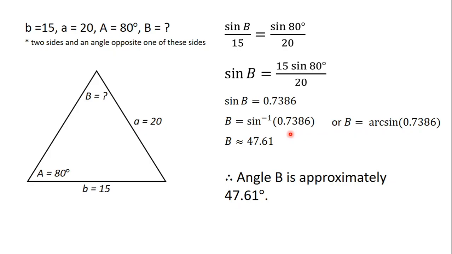By using our calculator, we get the approximate value of B as 47.61. And then our conclusion: angle B is approximately 47.61 degrees.